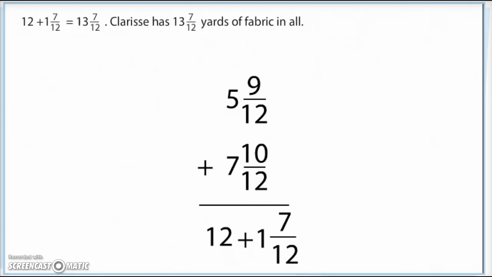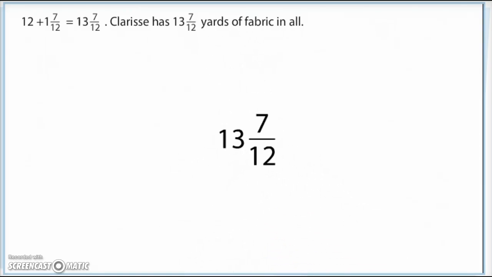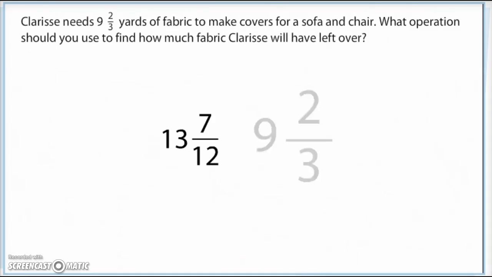12 plus 1 7/12 equals 13 7/12. Clarice has 13 7/12 yards of fabric in all. Clarice needs 9 2/3 yards of fabric to make covers for a sofa and chair.